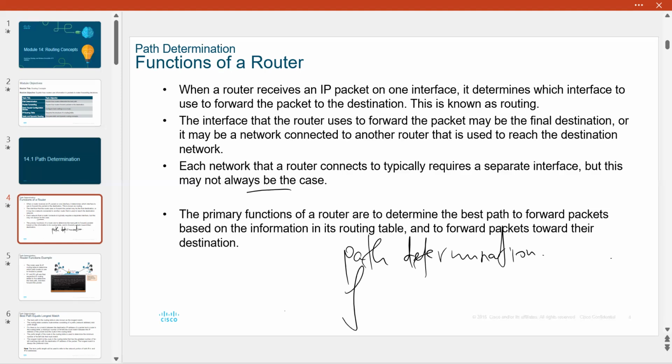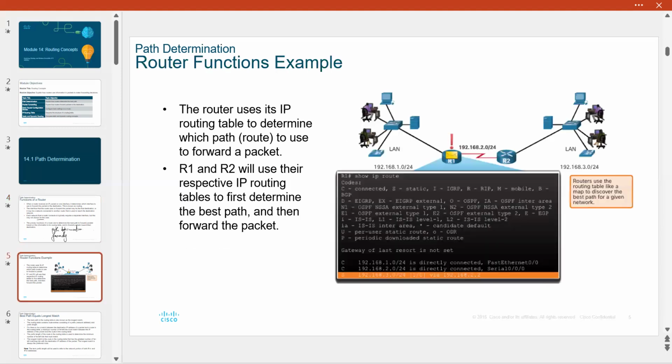Right, so path determination, and number two, forwarding. After I determine that path, it needs to forward the packet. And basically, those are the primary functions of a router. Right, router functions example. There we have a typical network.